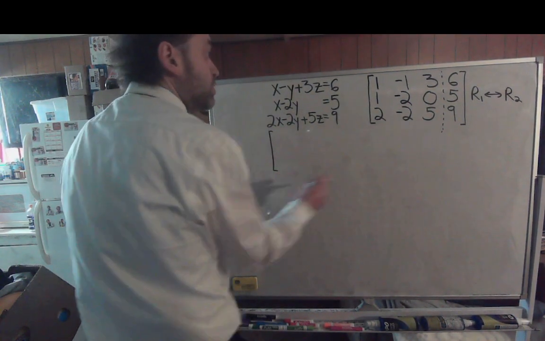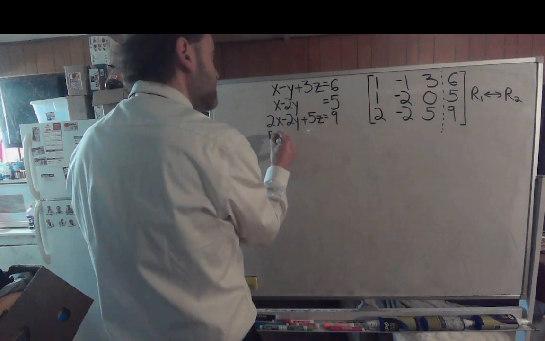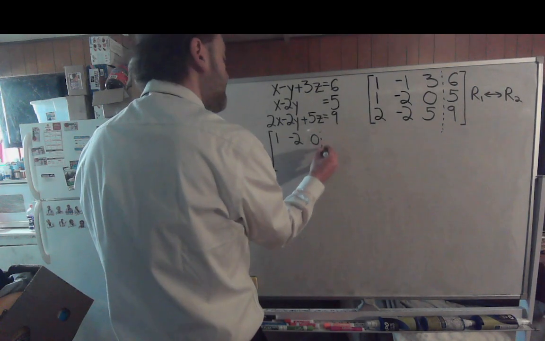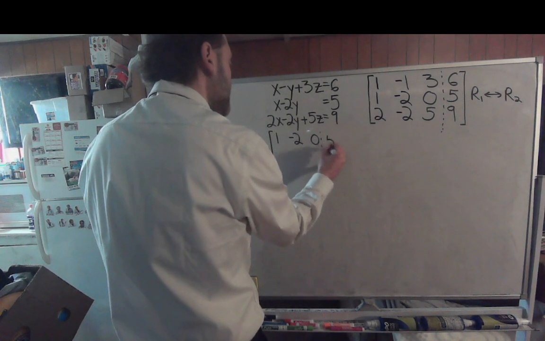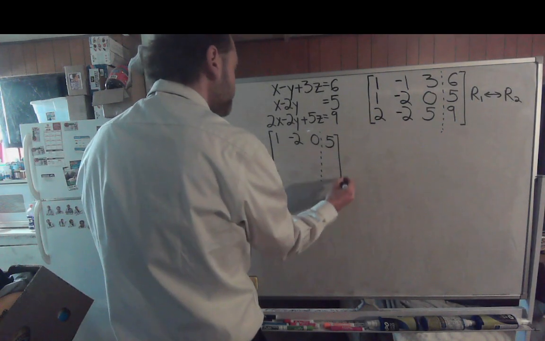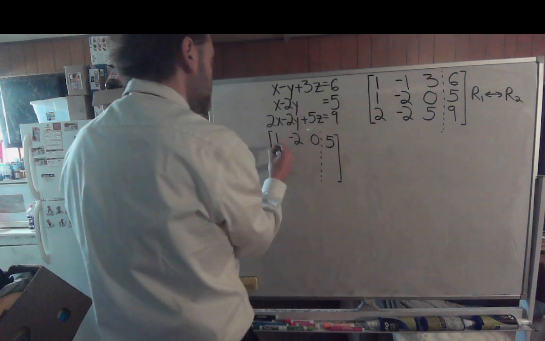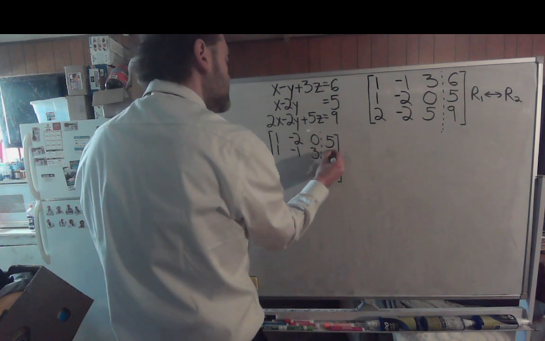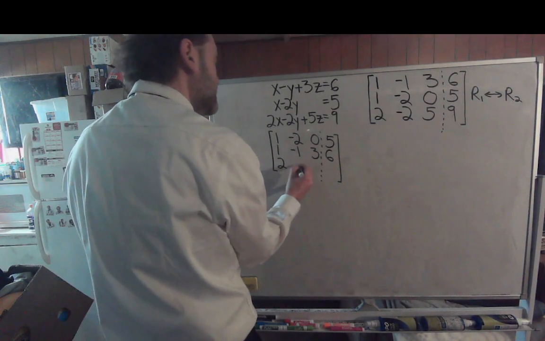So let's see, row 2 becomes row 1, so that's going to be 1, negative 2, 0, 5. Row 1 became row 2, so 1, negative 1, 3, 6, and then row 3 we haven't touched yet.